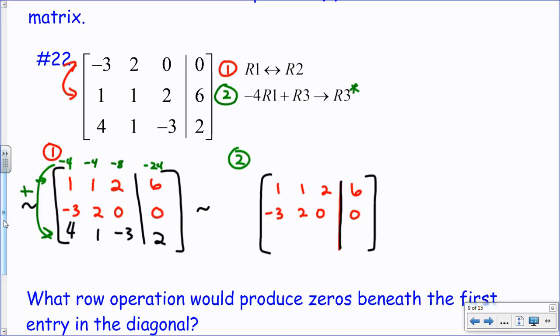So -4 plus 4 is 0. -4 plus 1 is -3. -8 plus -3 is -11. And -24 plus 2 is -22.